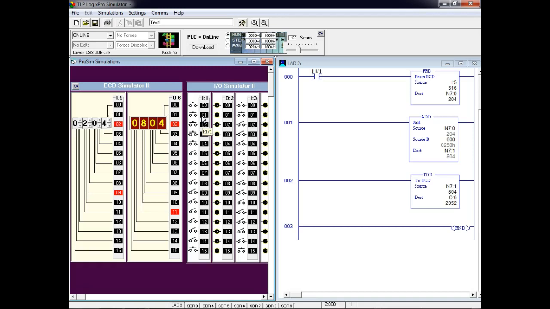So what did it do? I input what? 204 BCD. What did this instruction right here do? Converted it over to what? Binary. This added my binary numbers together. This instruction converted it back to what? BCD, so I could display it on the BCD display. Right? Y'all understand that?